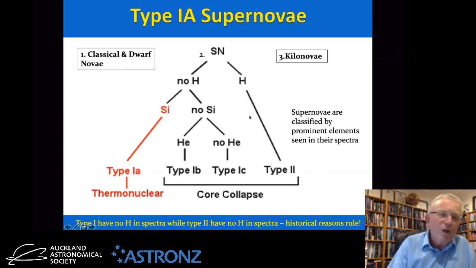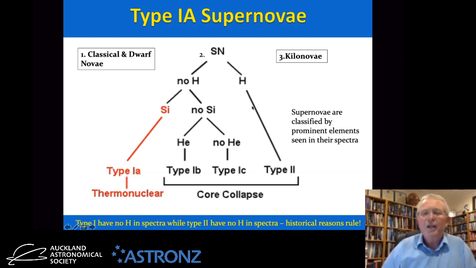Now, the reason it looks a bit weird is, once again, historical reasons rule. Long before they understood what was going on in these processes, all they really knew was how to separate them by whether you could see hydrogen in the spectra or whether you couldn't. Slowly over the years, they've got a better understanding of things, and they've just kept the system going. There's a good reason why you pull these apart like this, which we'll go over right now. So let's talk about the 1a supernovae.